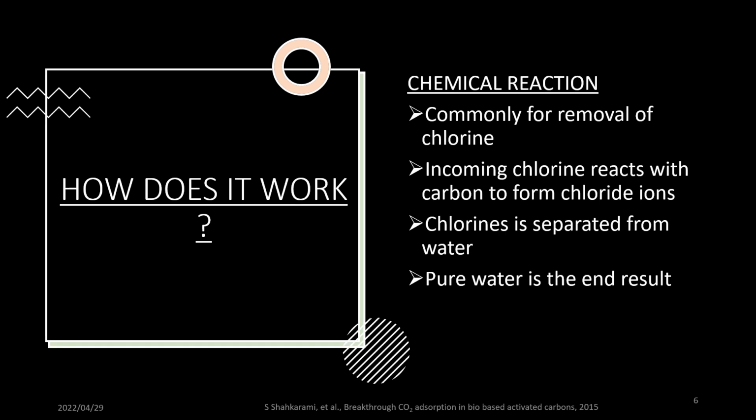Another way an activated carbon can remove impurities is through a chemical reaction process. This reaction is most commonly seen during chlorine filtration. During this process, the incoming chlorine simply reacts with the carbon to form chloride ions. This reaction thus helps separate chlorine from water to give pure water.